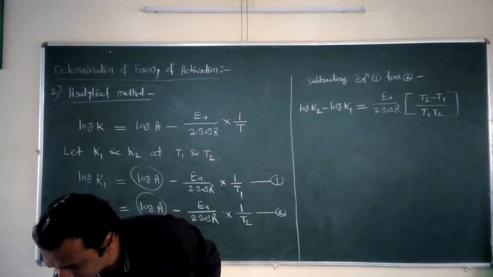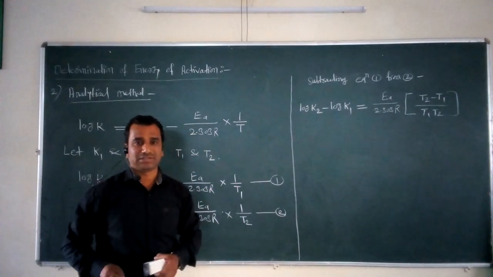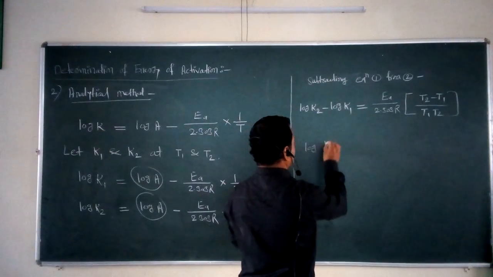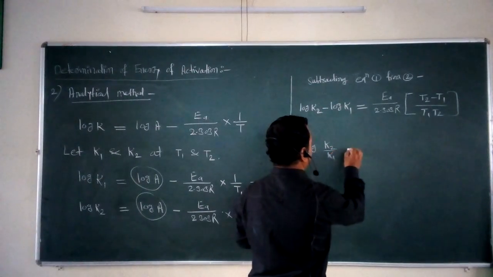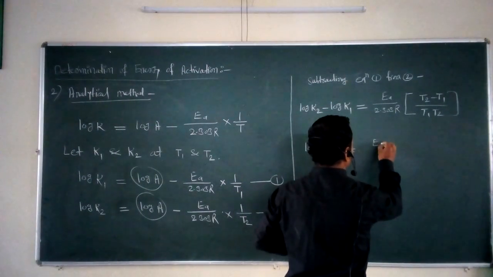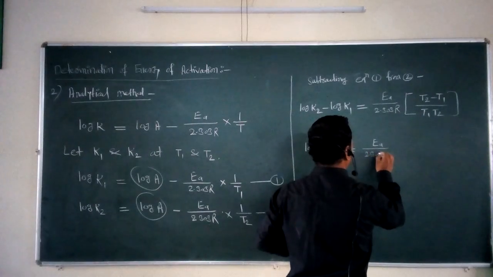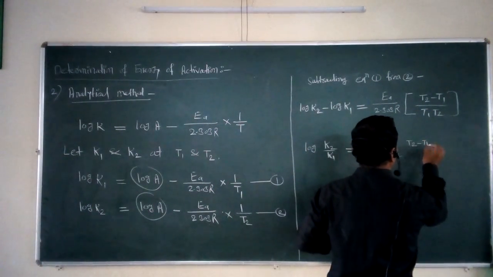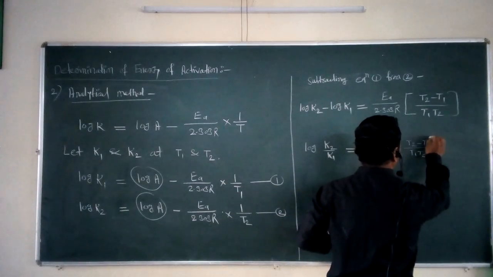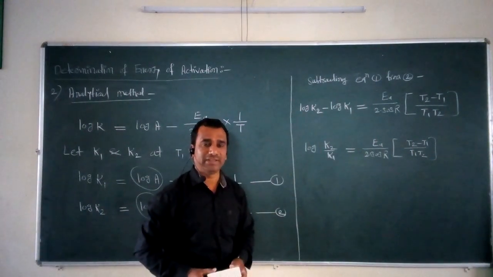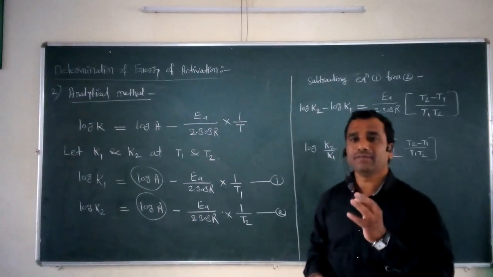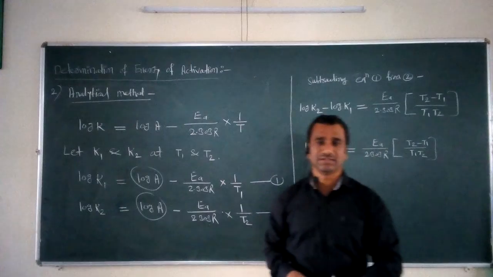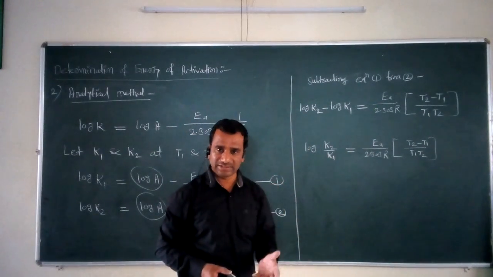So this is the final equation for this analytical method. The same equation may be written as log K2 by K1 is equal to energy of activation divided by 2.303 into R in a bracket, T2 minus T1 divided by T1 into T2. With the help of this simple equation, we may calculate the magnitude of energy of activation for a particular chemical reaction. So this is a very simple method for determining the energy of activation.